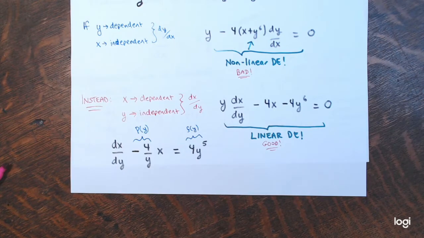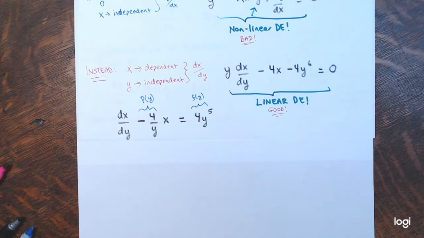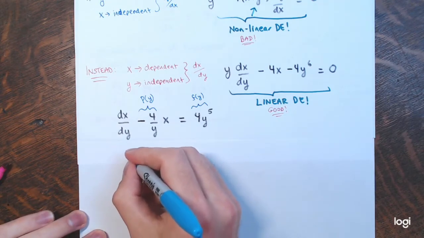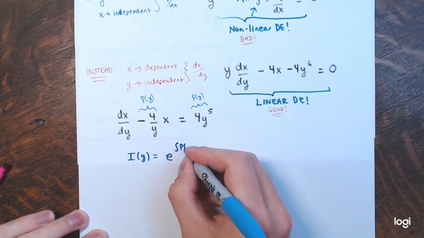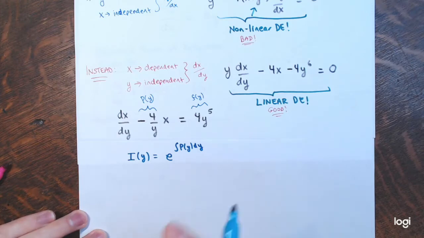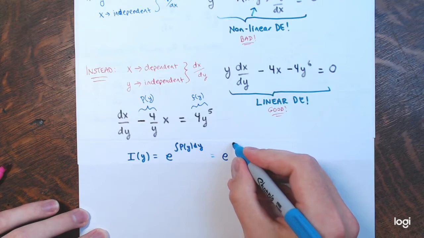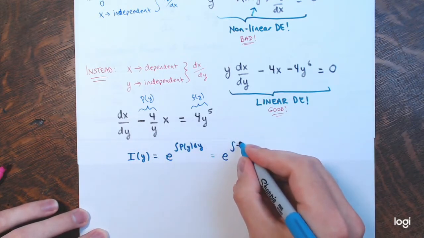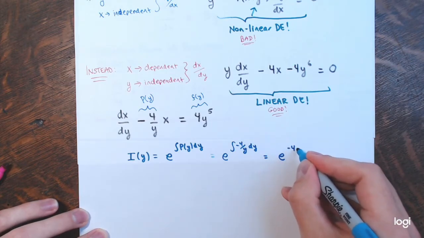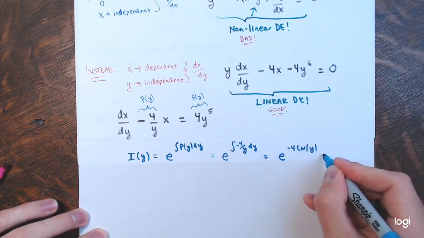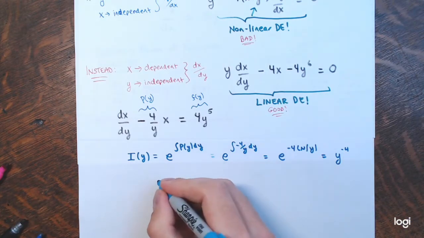So when I find the integrating factor, it's this. The integrating factor is now a function of y. So I'll say I of y equals e to the integral of p of y dy, because again, now the independent variable is y. So that'd be e to the integral, and p of y is this negative 4 over y. So this would be e to the negative 4 times the natural log of the absolute value of y, which ends up just being y to the negative 4th, or 1 over y to the 4th, if you want to think of it that way.